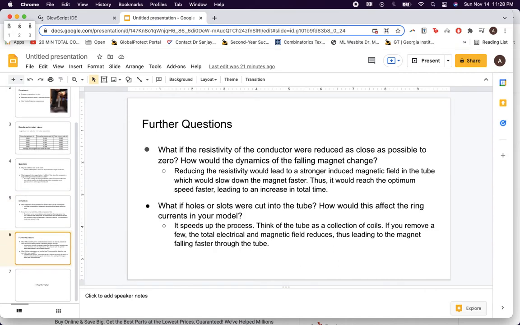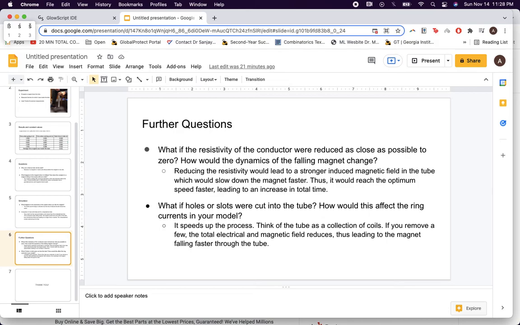Some further questions. What if the resistivity of the conductor were reduced as close as possible to zero? If that were to happen, then the magnetic flux loss, or induced field loss, would be minimized, and therefore the magnet would reach its optimal magnetic field at a faster rate, and therefore the magnet should fall down faster. This leads to a decrease in total time. I mean, it should fall slower, leading to an increase in total time.